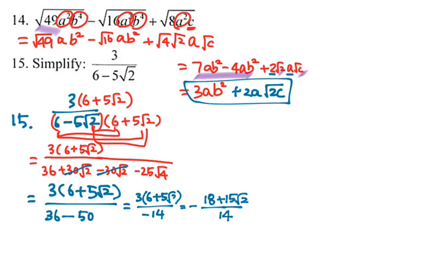Actually, it should be 2 over here. Notice the negative sign in front of 14. It moves to the front, and hence negative 18 plus 15 radical 2 over 14 would have been our final answer. Alright, let's look at the next question.